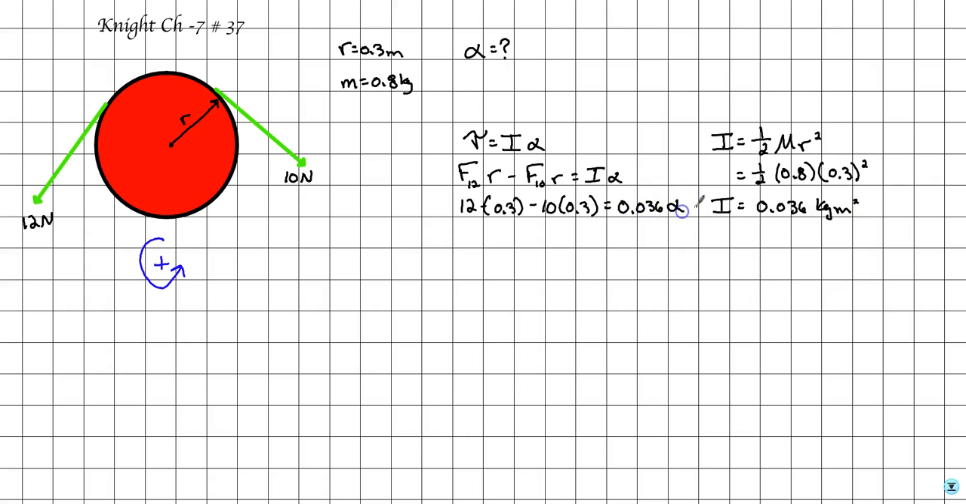So we can plug that in over here, 0.036 times alpha. And we do the math, we solve for alpha, and we get 16.67 radians per second squared. That is problem number 37 for chapter 7.